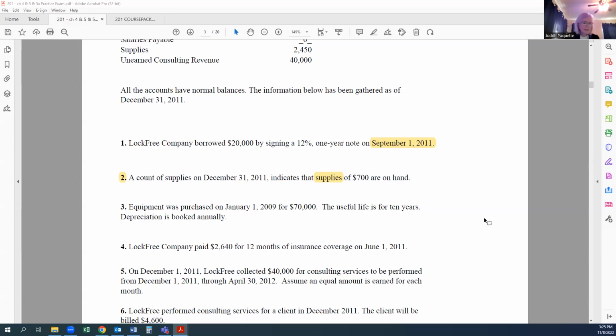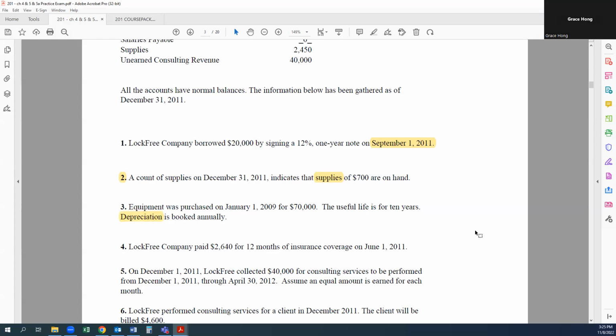And all of these 7 journal entries, none of them should have cash in them. No cash in adjusting journal entries. It's just one balance sheet account and one income statement account. Equipment, depreciation. What's the journal entry for depreciation?